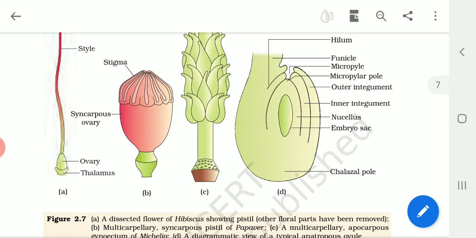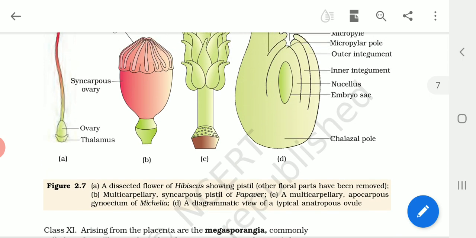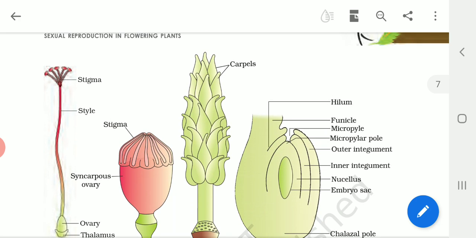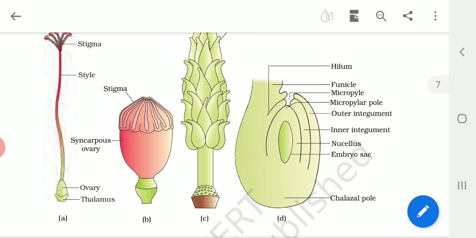The ovary encloses small cavities or locules inside, which consist of the megasporangium, otherwise called ovule. So ovule, otherwise called megasporangium. The number of ovules may vary in a plant. It may be one to many. For example, in wheat, paddy, or mango, it is one, and in papaya, orchids or watermelon, it will be many.